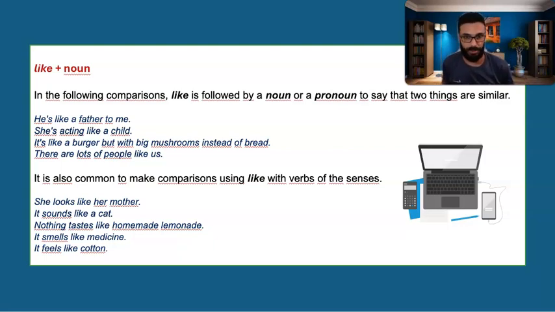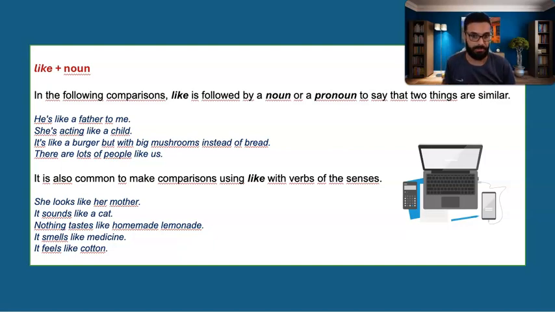It's like a burger, but with big mushrooms instead of bread, right? It's similar to a burger, but it also has mushrooms instead of bread. Yeah, there is a slight difference here. There are lots of people like us. Look, lots of people like us. When I'm comparing, yeah, they are similar to us, all right?